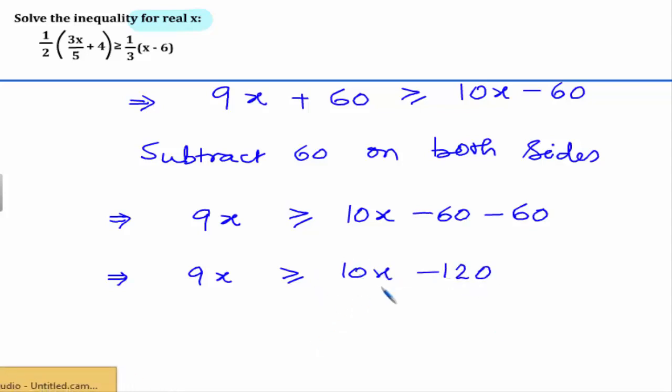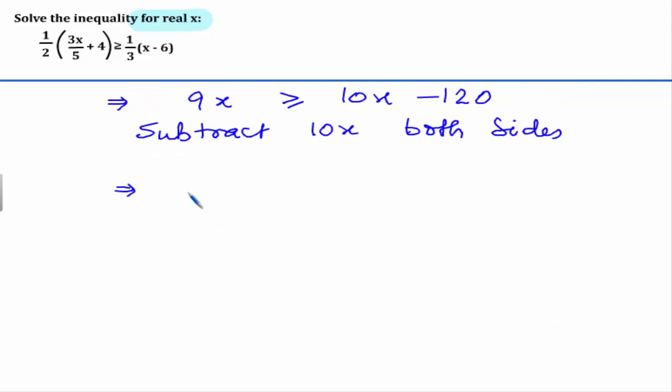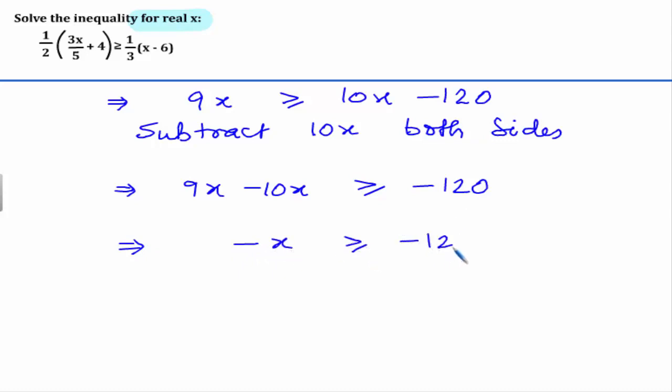Now we have to get this minus 10x this side because all x variables should be in the left hand side. So subtract 10x both sides. Then what will we get here? 9x minus 10x greater than or equal to, here 10x gets cancelled, we are left with only minus 120, and left side we get minus x greater than or equal to, right side we get minus 120, but we want to get only plus x here.